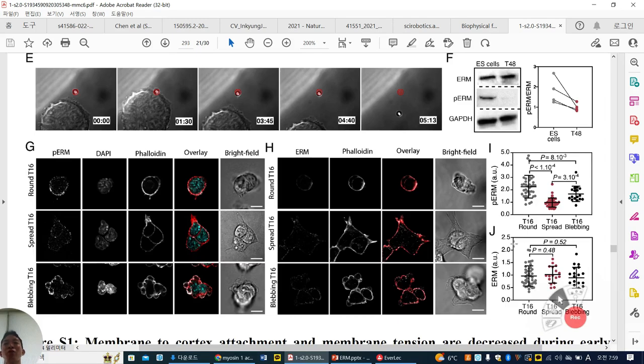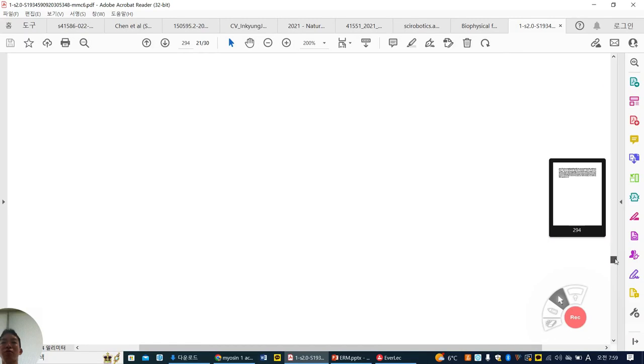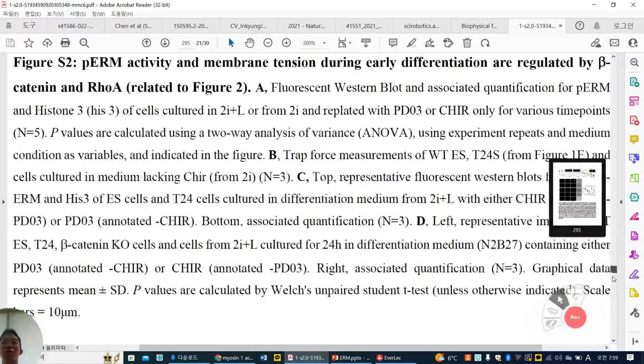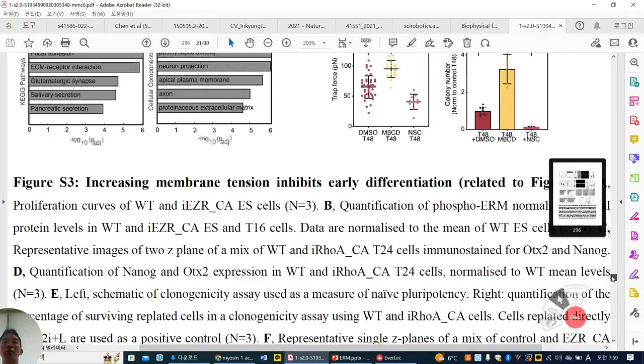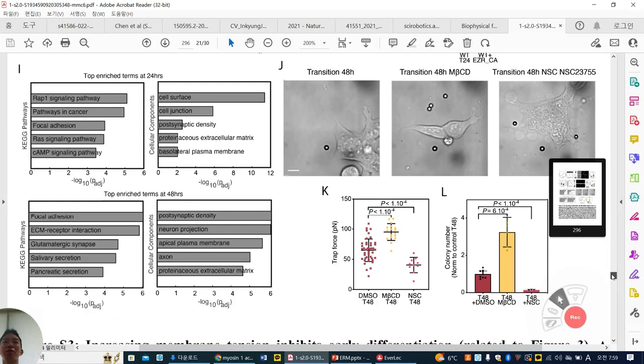And we already know actin, we are familiar with that, but not only actin, this actin-cell membrane linker, the ERM protein, can be one of your targets to know what kind of phenomenon occurs in your context. And then, yes, these two things.